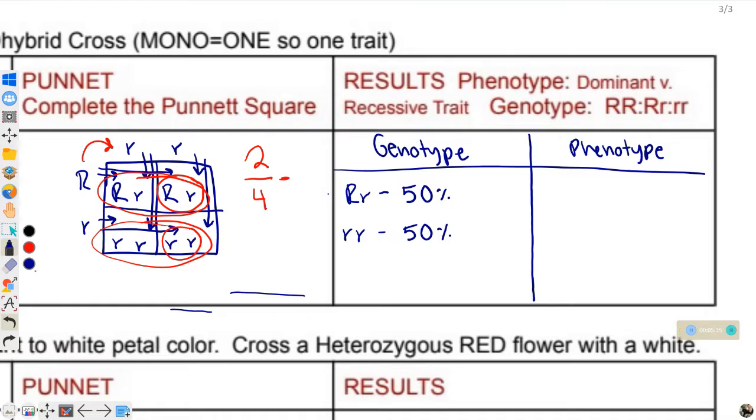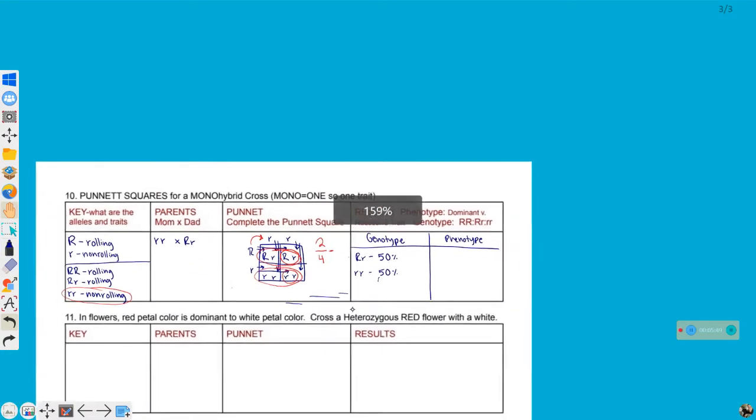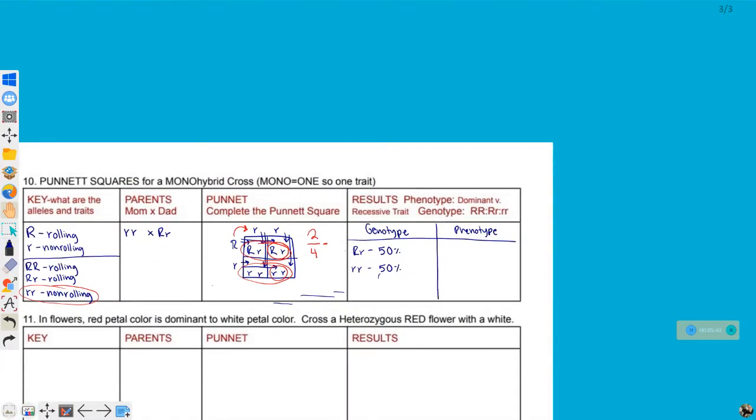Moving on to phenotypes, this is where we're going to look back. Let me get my handout here. We're going to look back at our genotype phenotype key. We already have our genotypes big R, little r. We look at our key, it says big R, little r. Let me get my pen out here. Big R, little r means rolling. So our first phenotype we have is rolling.